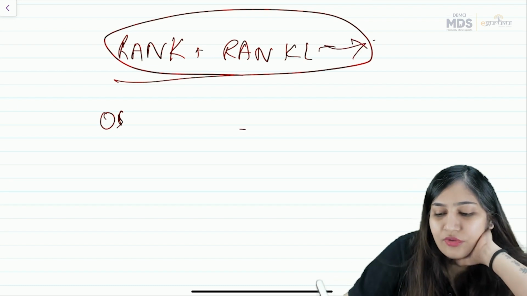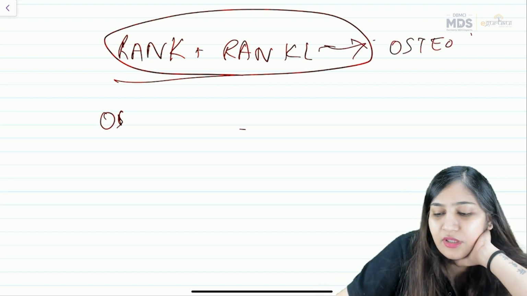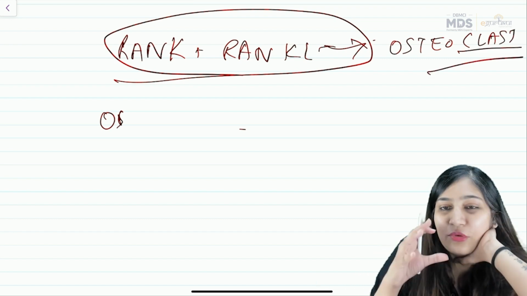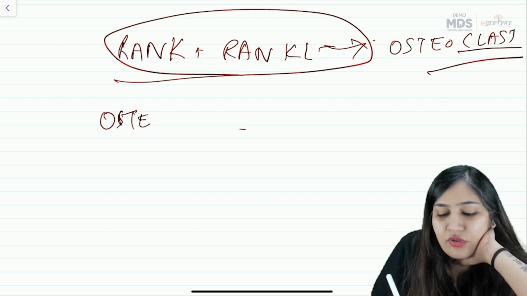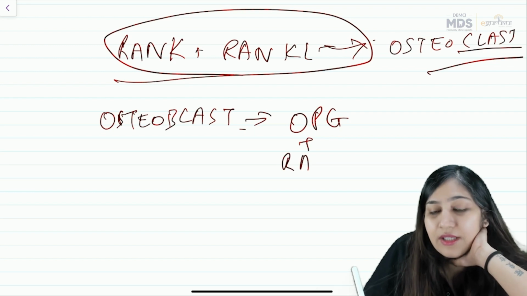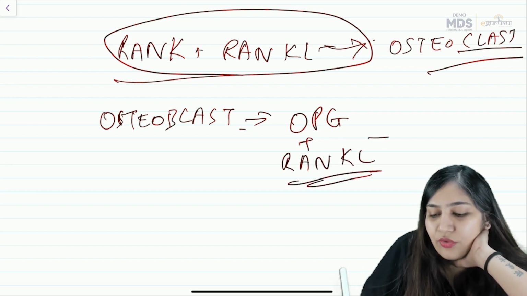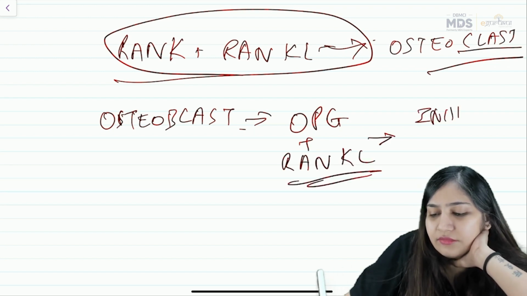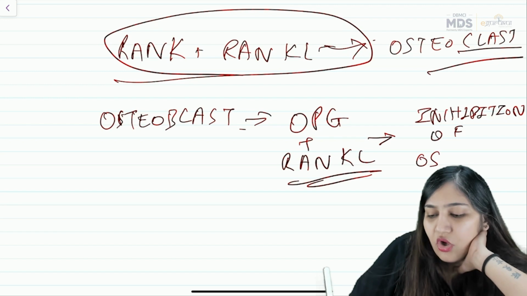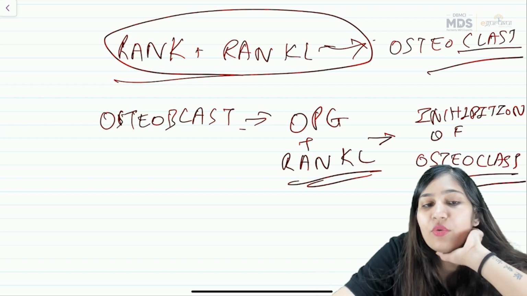So this leads to osteoclast, causing resorption of bone. And to stop that, osteoblast secrete OPG that will bind with RANKL, leading to inhibition of osteoclast.